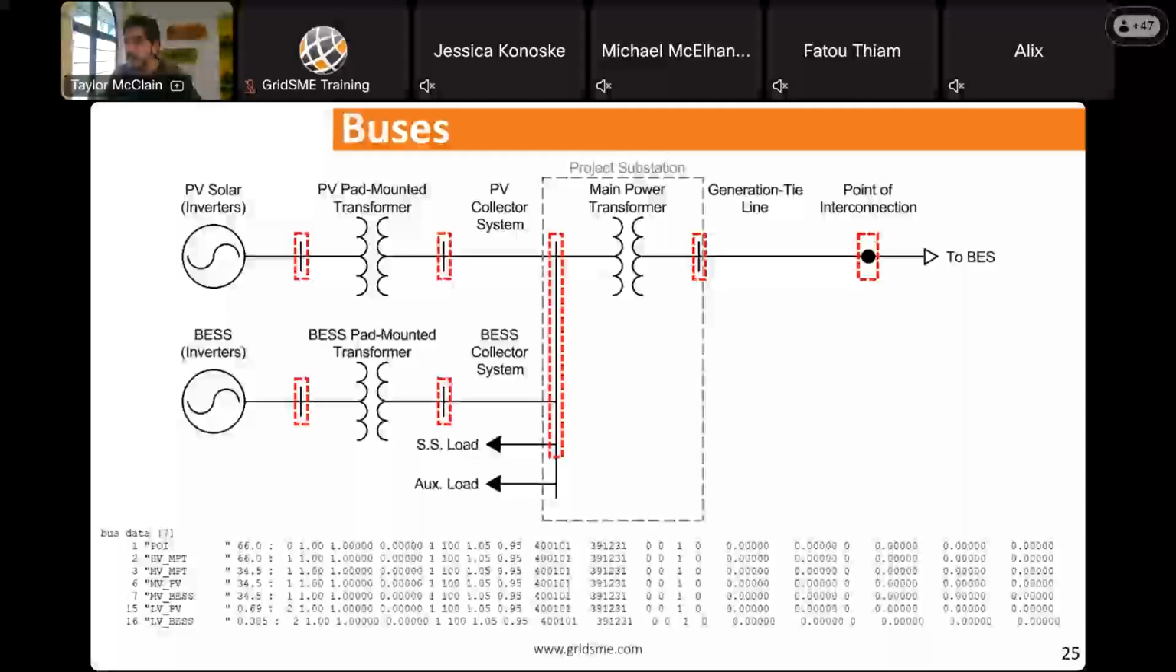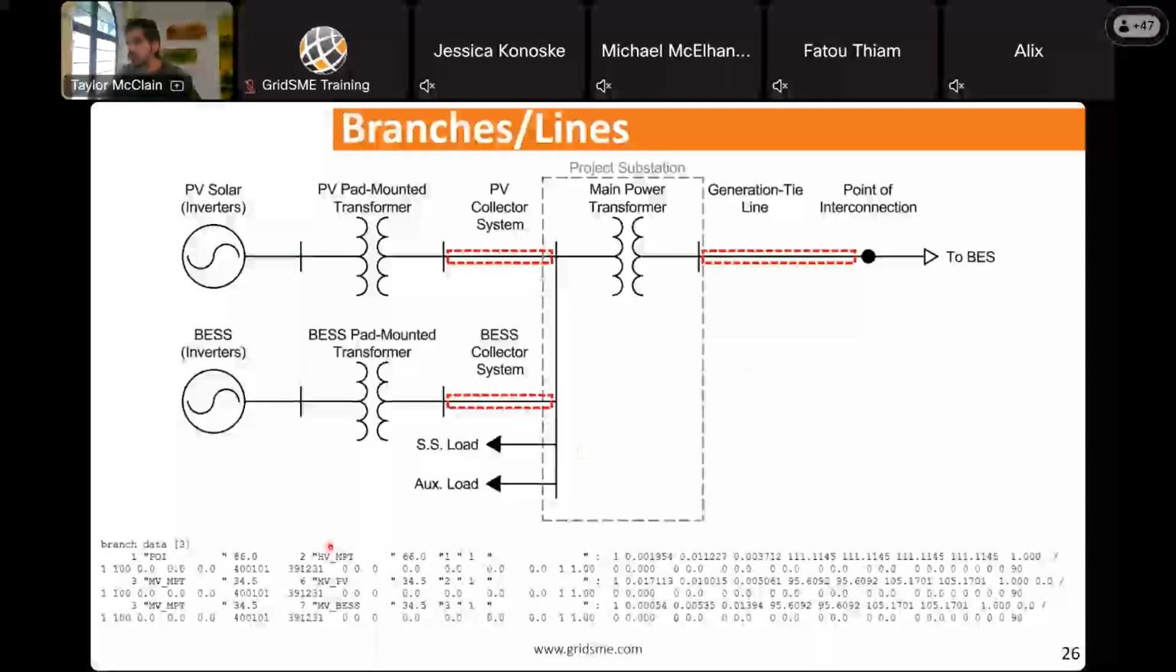Next we'll talk about the branches, as they're called in PSLF. These are the lines. This specifically here is the generation tie line. We can see that it's shown here as running from the POI to the high voltage side of the main power transformer. We have the impedance values and the ratings and a lot of other data as well that is a little bit less important and we won't be going into today. But looking here, we have the PV collector and the BESS collector. Down here, we have the PV collector and the BESS collector.